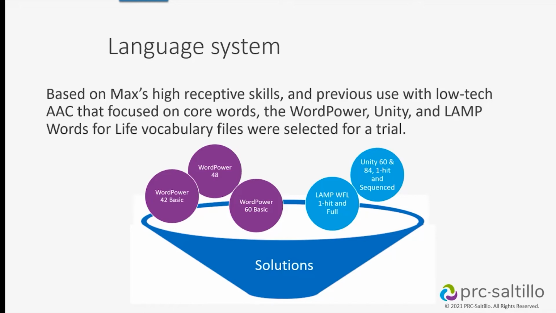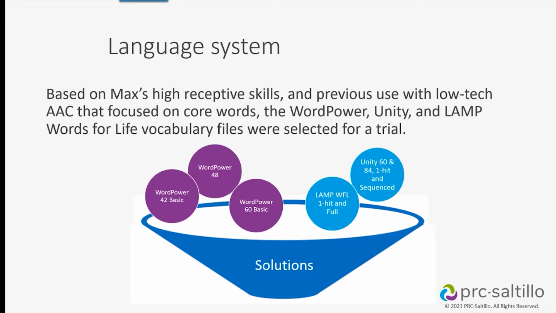But because we know he was doing well with core vocabularies, we still want to offer him a system that allows him to build on the skills and knowledge that he's already developed in that light tech or low tech system of core vocabulary, and also build those skills out so he can continue using the skills he's developed and increase his expressive vocabulary options. That would really be the ideal situation, what we were looking for.